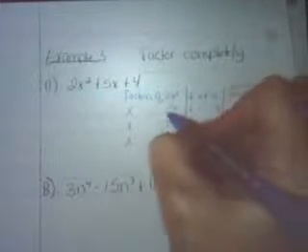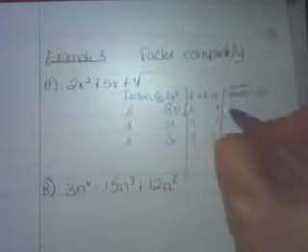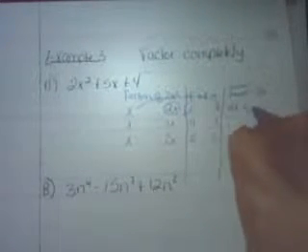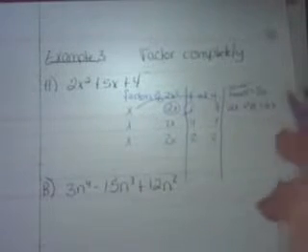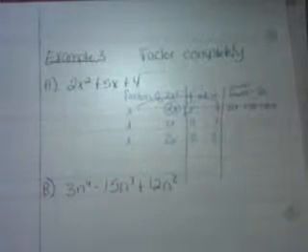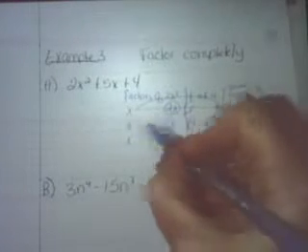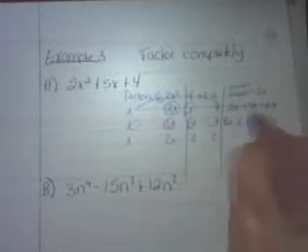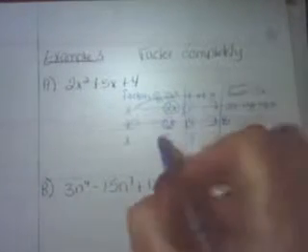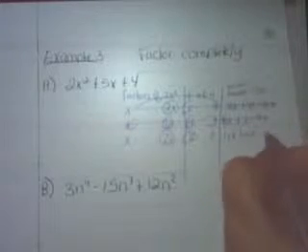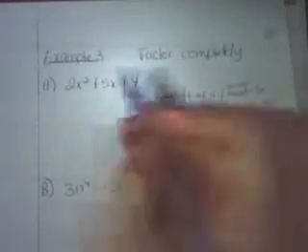Check it, your inner, you're going to have 2x times 1 is 2x, plus your outer, 4 times x is 4x. Add those together, we get 6x, not 5x, so that's not going to work. We will continue checking. 2x times 4 is 8x, plus x gives me 9x. That's not going to work either. And then 2x times 2 gives you 4x plus 2x, which gives me 6x. That does not work. Therefore, this cannot be factored.